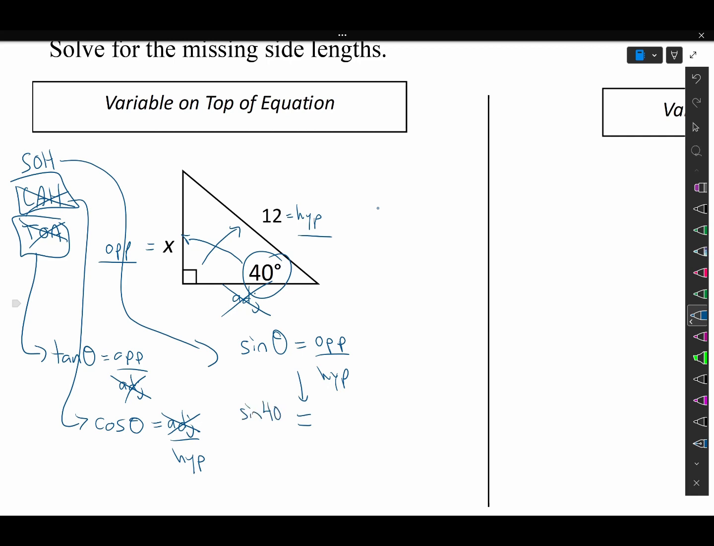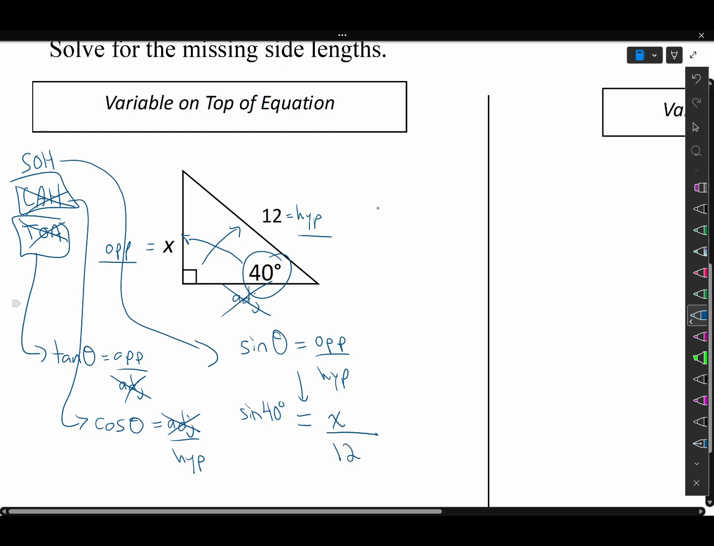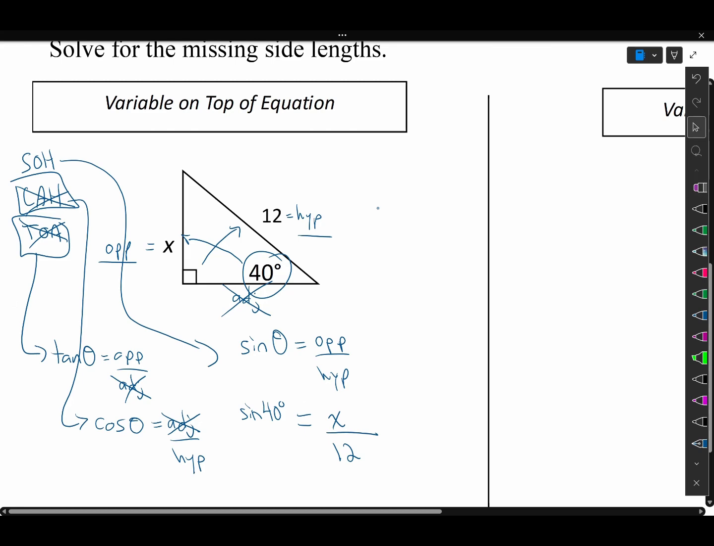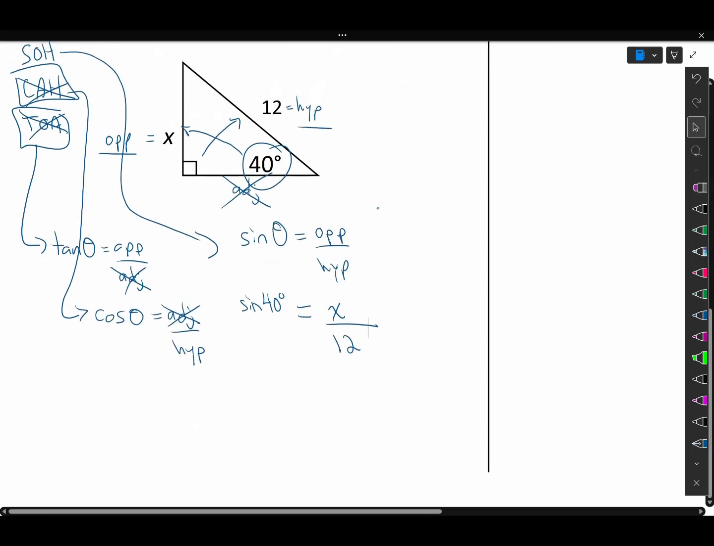So the sine of 40 degrees is equal to our opposite side, that is side length x, divided by our hypotenuse, that is 12. So now we've labeled our triangle so that we could choose an equation, and we've taken this equation and we have substituted in some values. We've done a fantastic job. We're almost through right here.